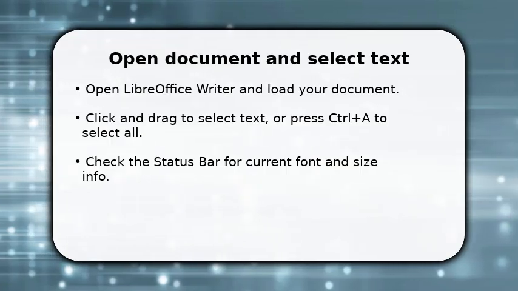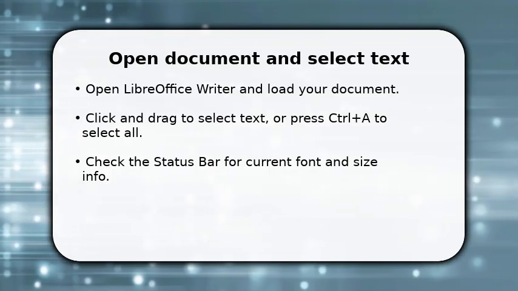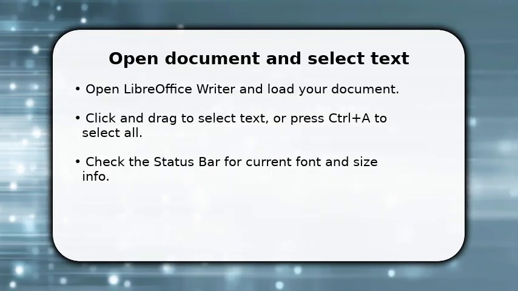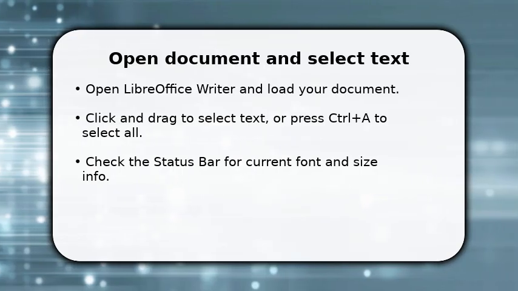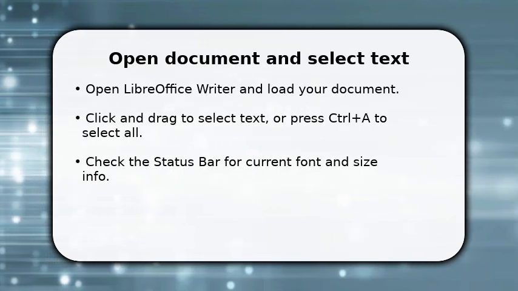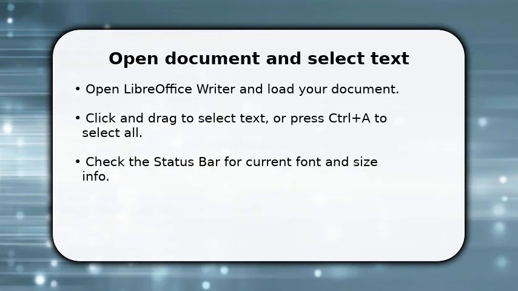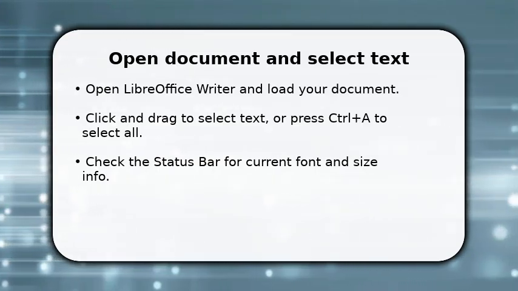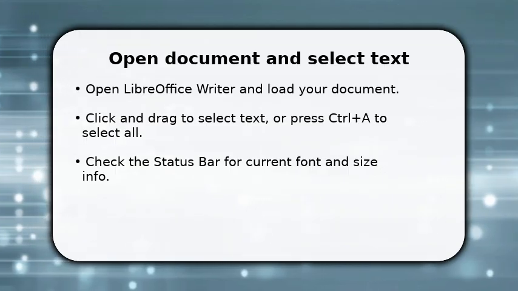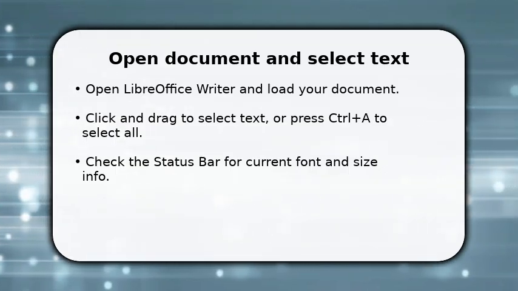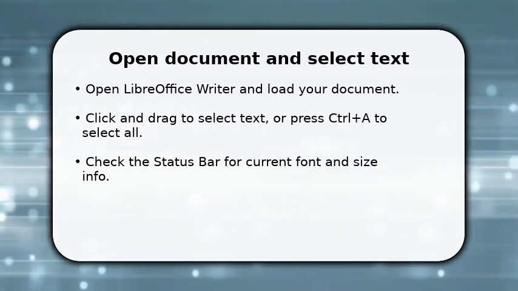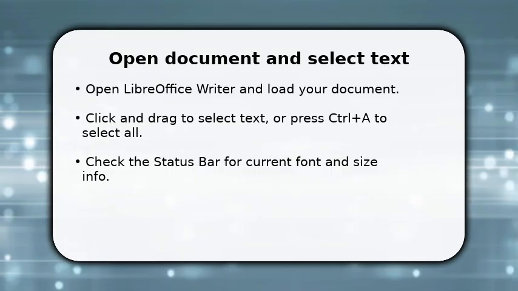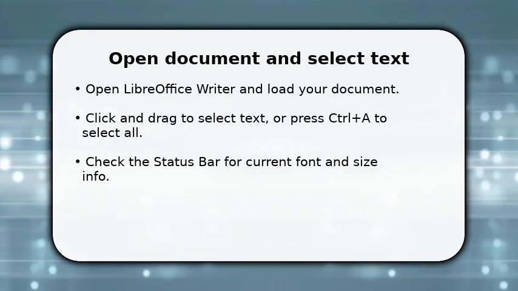Start by opening LibreOffice Writer and loading the file you want to edit. You should select the text you plan to change, click and drag, or press Ctrl plus A to affect the whole document. Once done, glance at the status bar at the bottom to confirm the current font family and point size. This helps you decide the target size. You're preparing the selection, so the next controls apply precisely to the content you intend to modify.